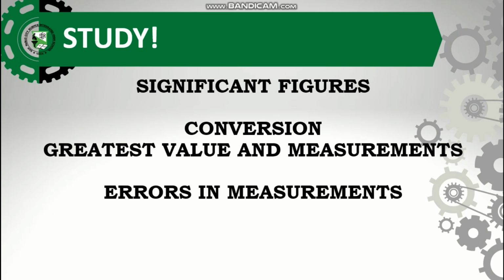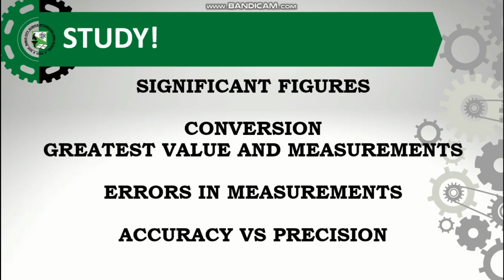Next, also please take note of the errors in measurements. Again, we have 3 kinds of errors, the absolute error, relative error, and percentage error. Please also take note of the formulas for errors in measurements. And of course, we have accuracy versus precision. Those are the topics under measurements.